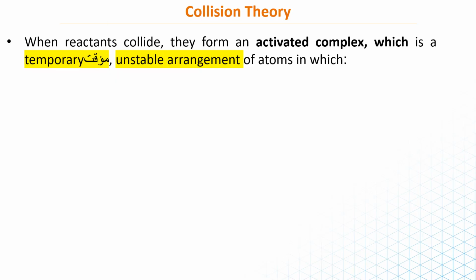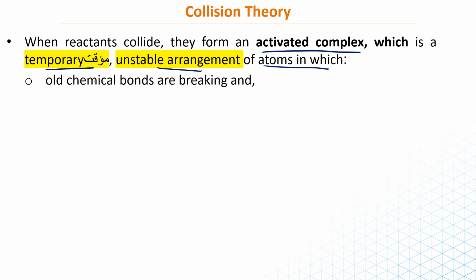So when reactants collide, they form an activated complex, which is a temporary unstable arrangement of atoms. لما يحصل تصادم الجزيئات تكون لي شيء اسمه activated complex. Okay? This is an unstable arrangement مؤقت. شو يحصل في هذا activated complex? Old chemical bonds are breaking. الروابط الكيميائية القديمة قاعدة تتدمر. And new chemical bonds are forming.